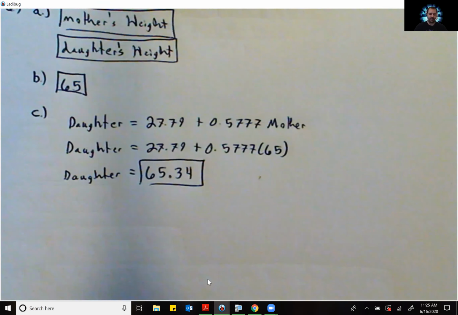Any questions so far on that part? I'm just going to double check you guys real quick on my calculator, just on the rounding part, because I know sometimes rounding kicks our booty. Yep, 65.34. Love it.